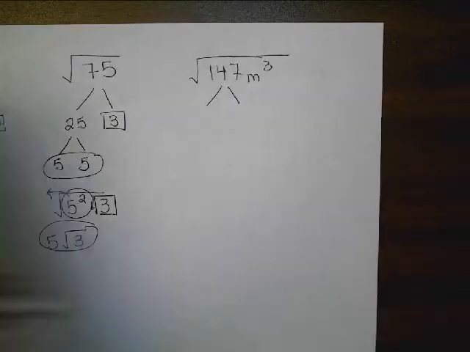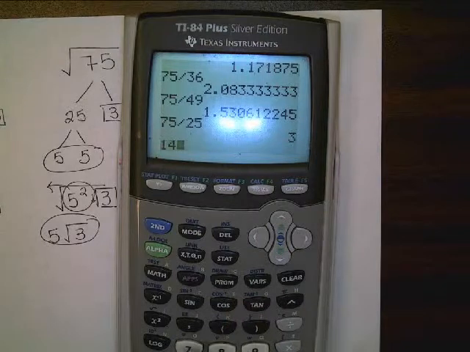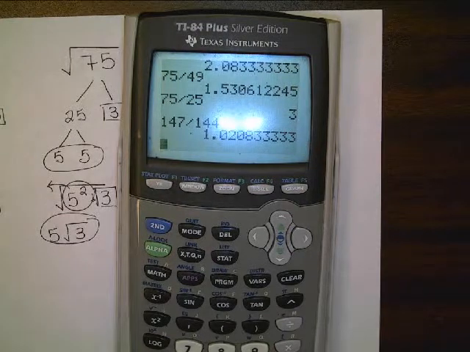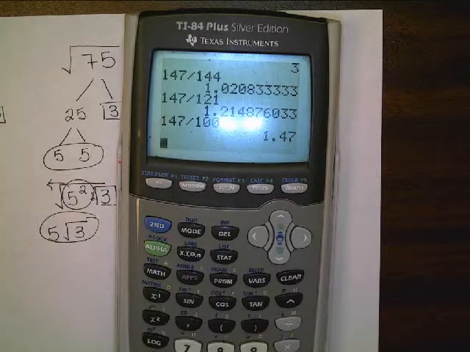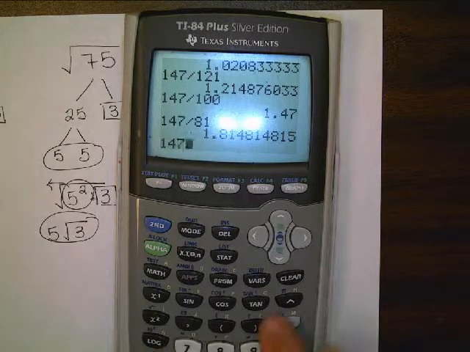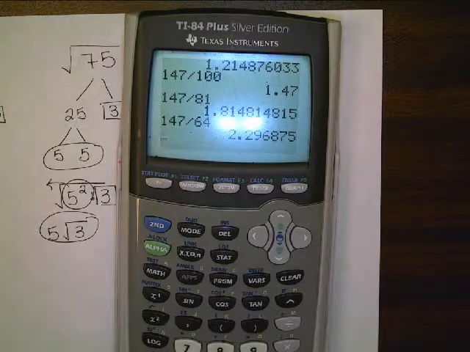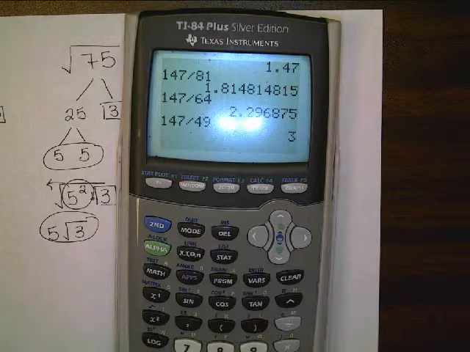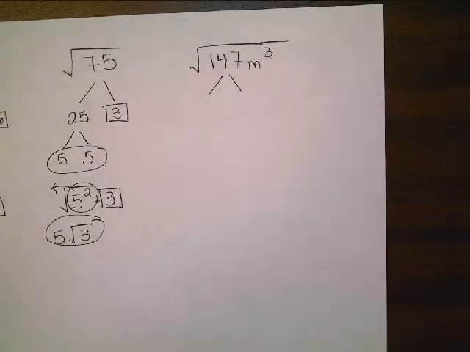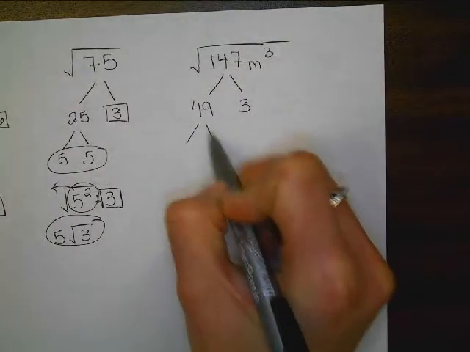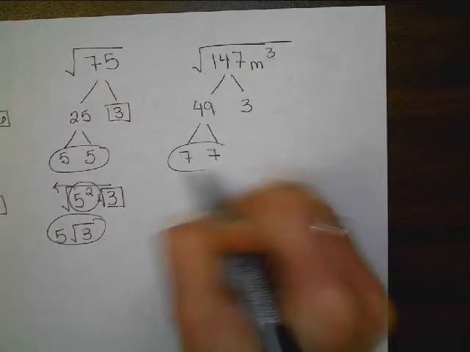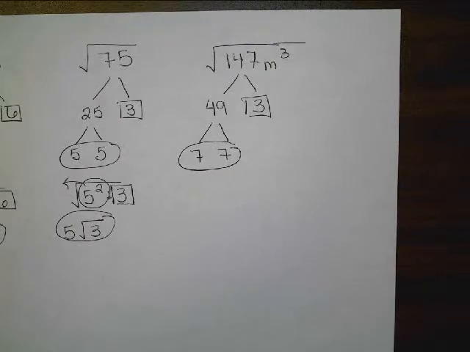Now this 147, I'm going to break that down. So 147 divided by 144 does not work. 121 does not work. 100 does not work. 81 doesn't work. That doesn't work. But that one does work. So 49 and 3 is what I can break 147 into. So I have 49 and 3 here. Now this 49 breaks into 7 and 7. So there's my pair, and here's a loser.